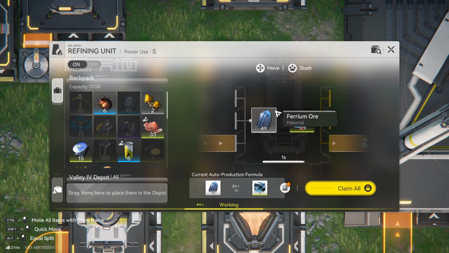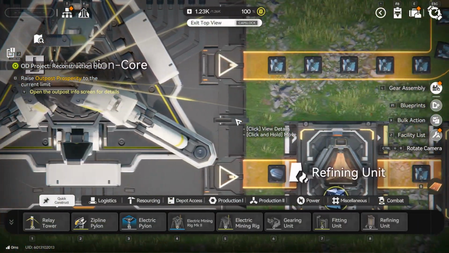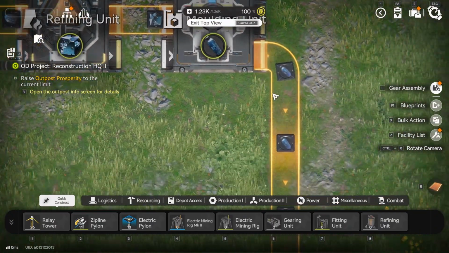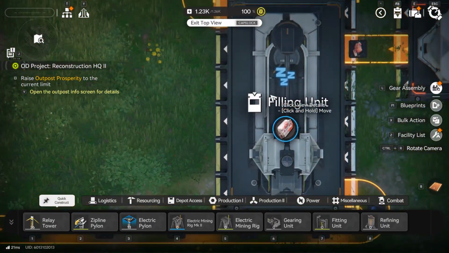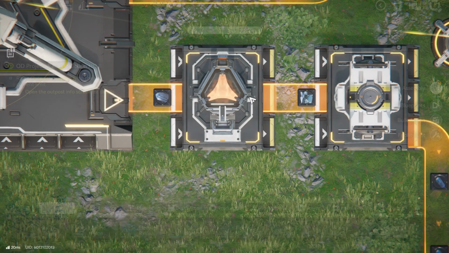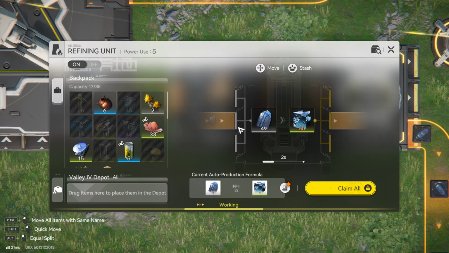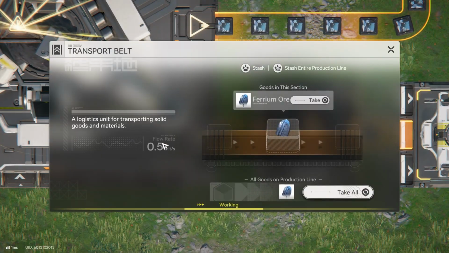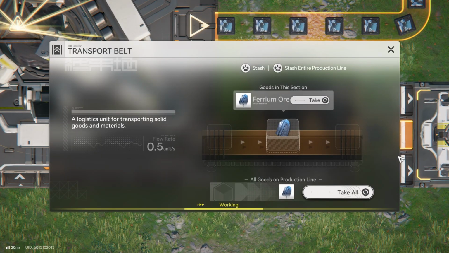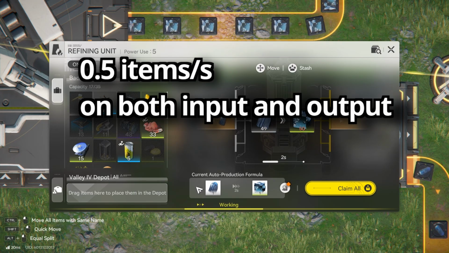So for the second part, in order to see the entire production line, I'm going to use this section right here: the refining unit, the molding unit, and the filling unit. So let's calculate our first efficiency, which is the refining unit, which is currently running at 100% efficiency. How do I know that? Because the conveyor belt is using 0.5 units per second, which is the same input and output rate.